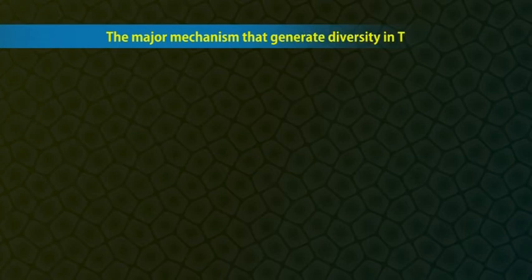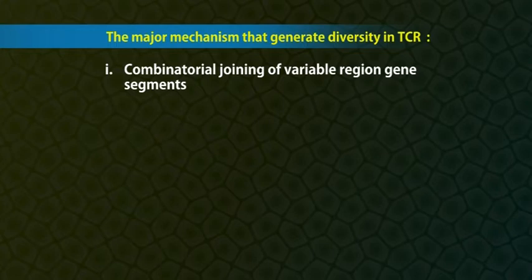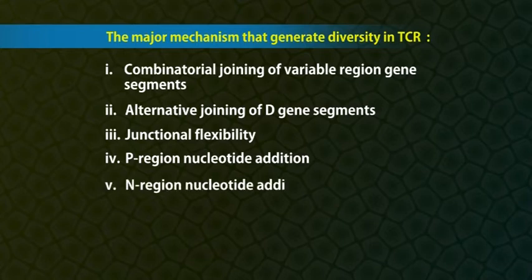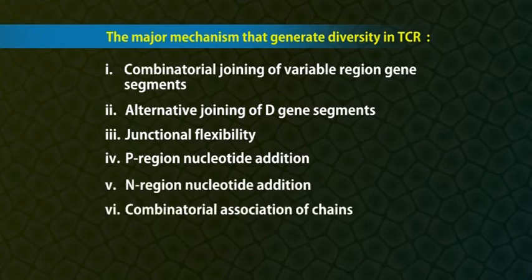TCR germline DNA contains far fewer V gene segments than IG germline DNA, but several mechanisms that operate during TCR gene rearrangements contribute to a high degree of diversity among T cell receptors. The major mechanisms that generate diversity in TCR are combinatorial joining of variable region gene segments, alternative joining of D gene segments, junctional flexibility, P region nucleotide addition, N region nucleotide addition, and combinatorial association of genes.